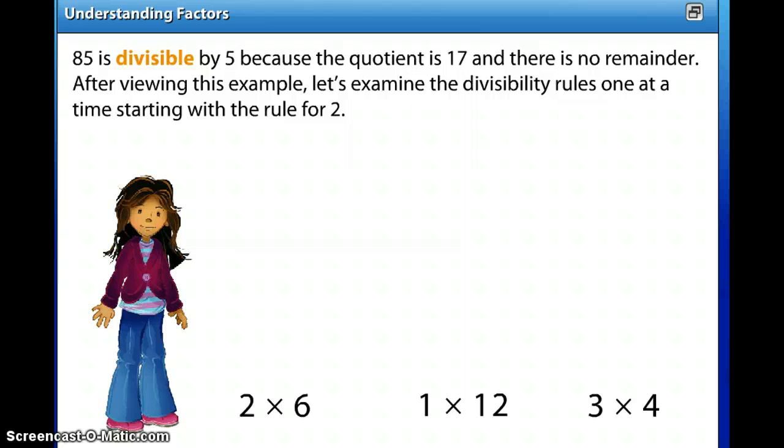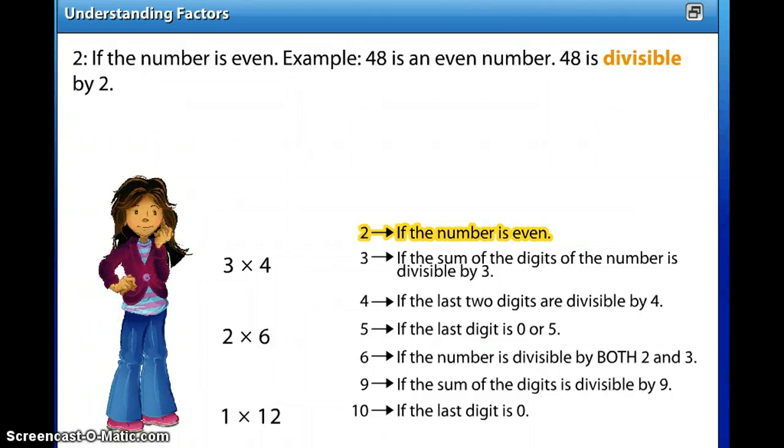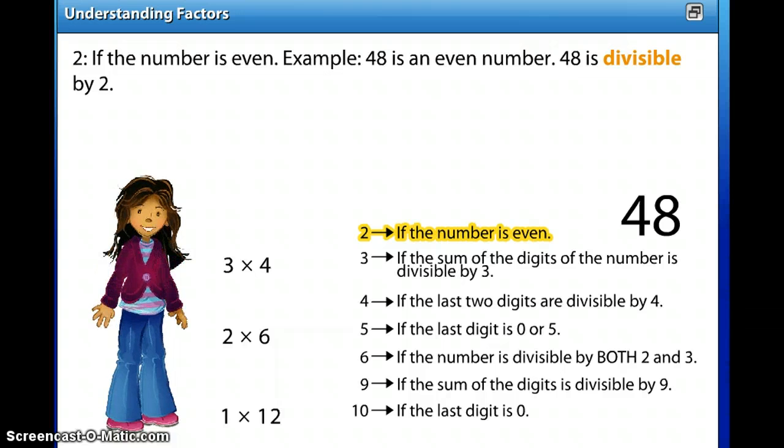All right. The divisibility rules are what I want you to write down. So let's start with 2. If the number is even. Example, 48 is an even number. 48 is divisible by 2. So you're going to write that down. A number is divisible by 2 if it's an even number.